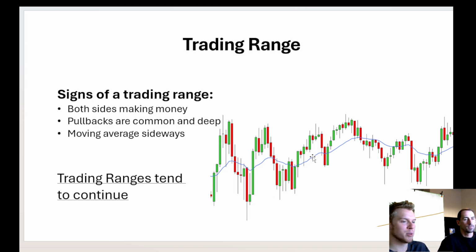And then notice the moving average is a lot more sideways than the other moving average was. It'll still have times where it's pointed up and down, but it reverses quickly, and it's pointed in both directions. So like a trend, trading ranges tend to continue. Whatever the market's doing, it tends to continue doing that, and it takes some effort for it to stop.